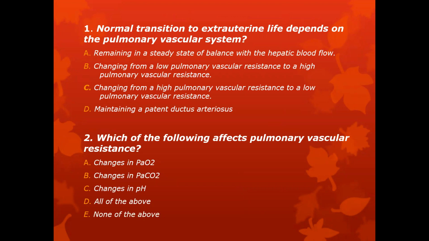Question: normal transition to extrauterine life depends on the pulmonary vascular system, A, remaining in a steady state of balance with hepatic blood flow. Oh, that's a bunch of beeswax. B, changing from low pulmonary vascular resistance to a high pulmonary vascular resistance. No, it's opposite, right? Changing from high pulmonary vascular resistance to a low pulmonary vascular resistance. Does that sound correct? Yes.